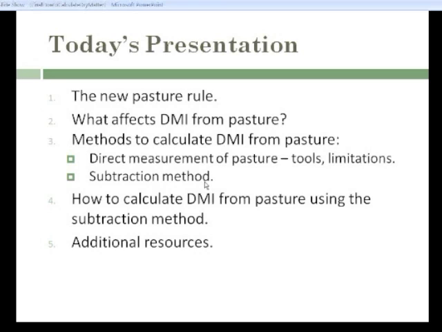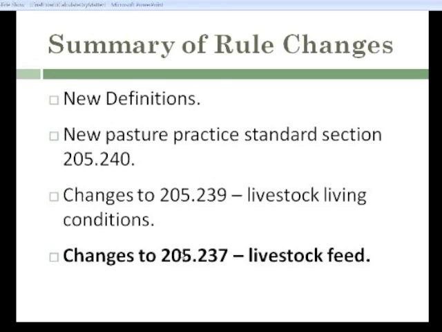But mostly we will be talking about the subtraction method, and specifically how to calculate dry matter intake from pasture using this subtraction method. And then at the end of the webinar, we'll go into more detail about some of these additional resources so you can go find out how to learn more about the pasture rule and the subtraction method. So the new organic pasture rule is added into the already existing organic standards of the National Organic Program.